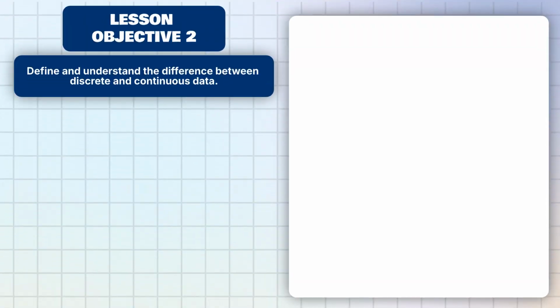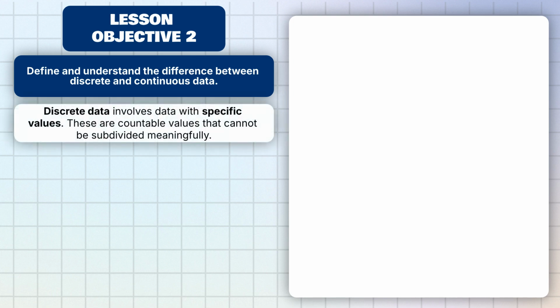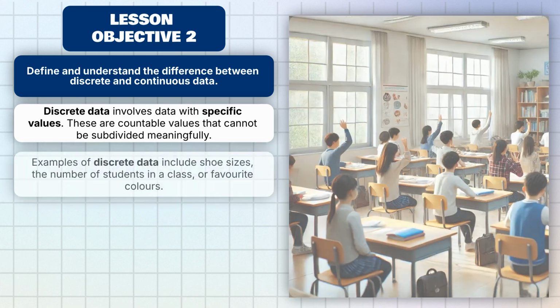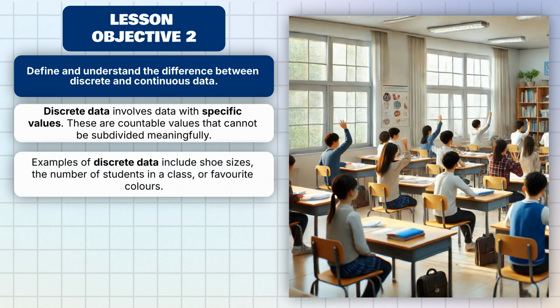Now let's discuss the categories that data can fit into to describe it further. We'll start with defining discrete data and continuous data. Discrete data involves data with specific values. These are countable values that cannot be subdivided meaningfully. Examples of discrete data include shoe sizes, the number of students in a class, or favorite colors. You can think of discrete data as data points that you can list out individually.